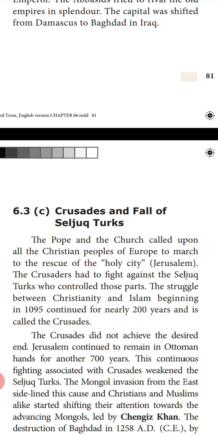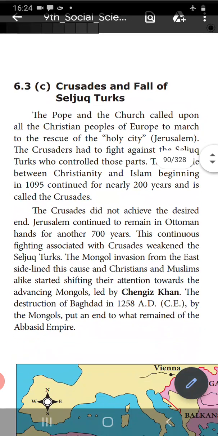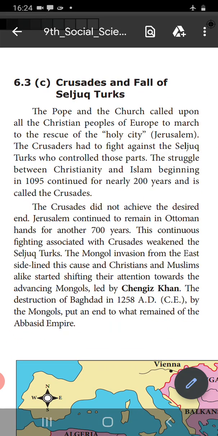The Pope and the church called upon all the Christians, the people of Europe, to march to rescue the holy city of Jerusalem. The crusaders had to fight against the Seljuk Turks, who controlled those parts. The struggle between Christianity and Islam, beginning in 1095, continued for nearly 200 years, and it is called the Crusades. The Crusades did not achieve the desired end. Jerusalem continued to remain in Ottoman hands for another 700 years.